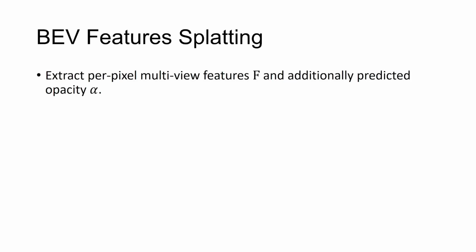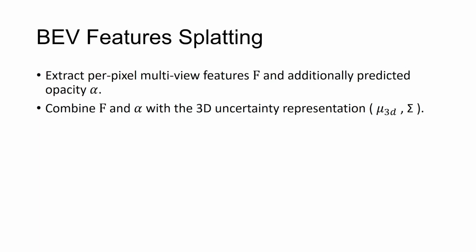After transforming the depth distribution into a 3D Gaussian, we proceed to render features onto the BEV plane using Gaussian splatting. For each pixel, we first extract its multiview feature vector f and the predicted opacity alpha. These are then combined with the previously computed 3D Gaussian parameters, the mean μ3D and covariance sigma, to form a set of spatially aware feature Gaussians.